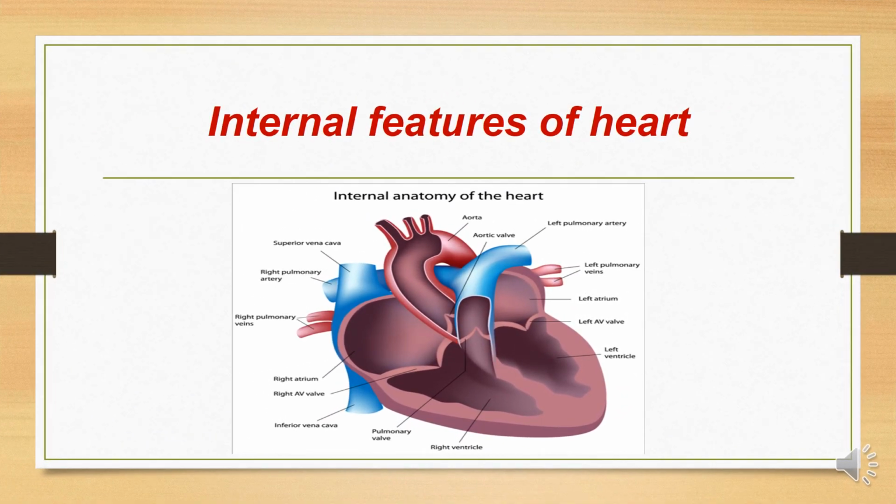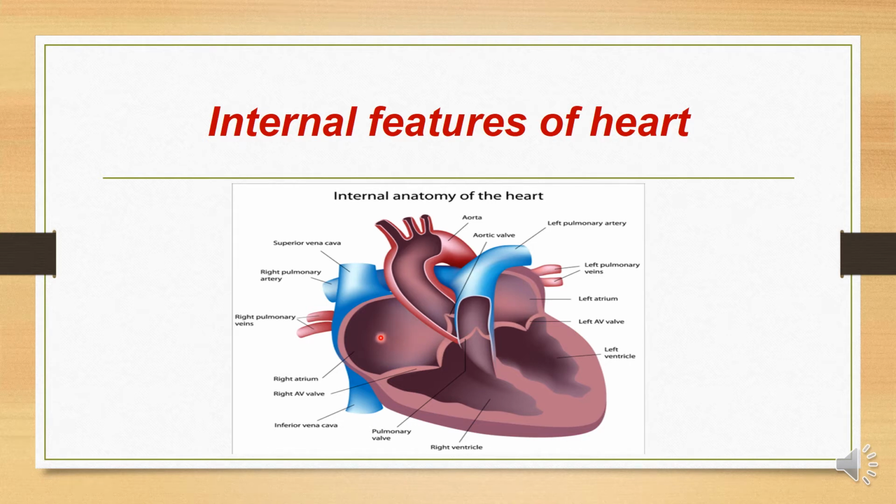Now we'll talk about internal features of the heart. Internally, the heart consists of four chambers, two upper atria and two lower ventricles. Heart is clearly divided into two sides. This is the right side of the heart and this is the left side of the heart. Each side has one atrium and one ventricle. So let's talk about the right atrium first.